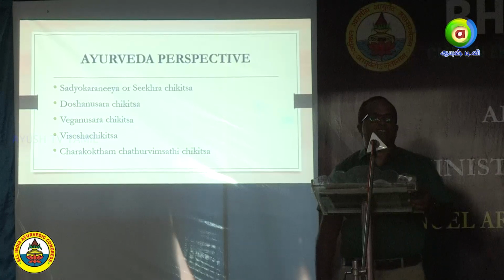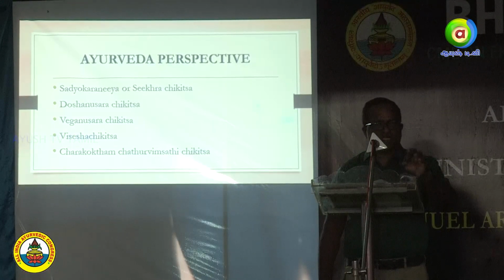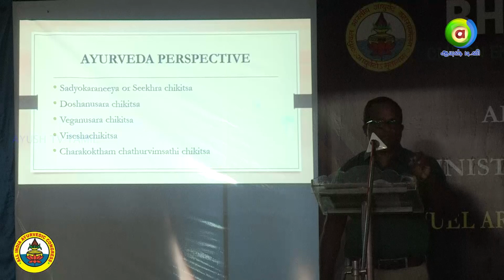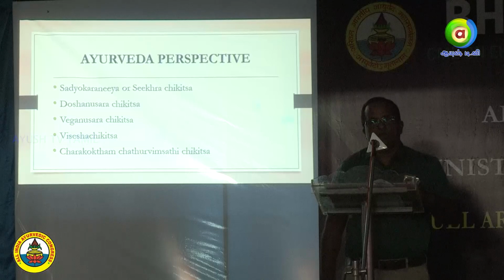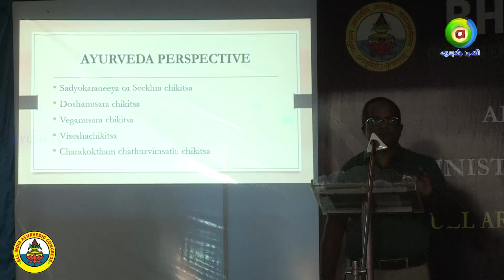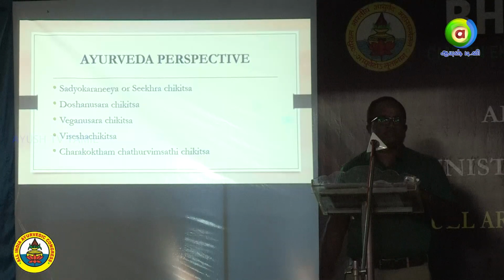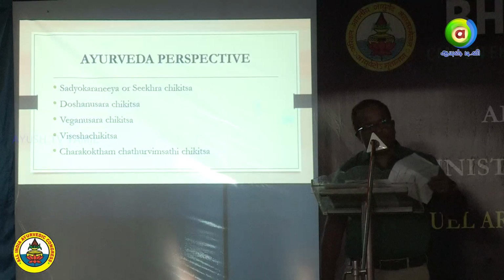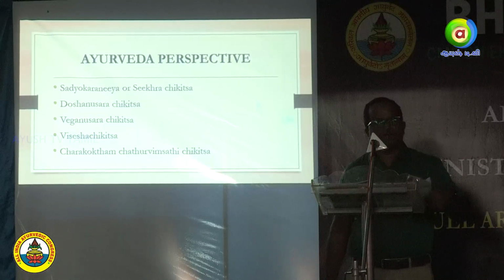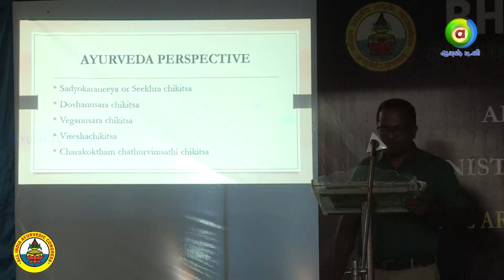Then Veganusara Chikitsa, that is most important. There will be Vega Lakshanas, in which dhatu or which Vega the venom is present, and on the basis of symptoms expressed in the particular Vega, treatment is designed and medicines are given. Then Vishesha Chikitsa on the basis of specific signs and symptoms. In the later stages, Vishesha Chikitsa and Upadrava Chikitsa are also formulated. And mainly there is a major treatment protocol fixed by Charaka. That is Chaturvimshati Upakrama. Next.